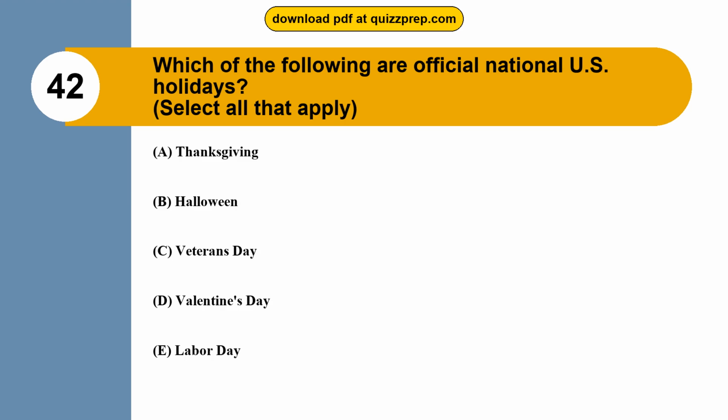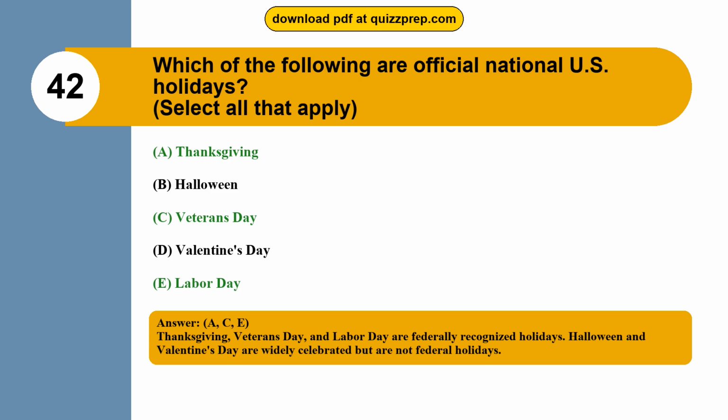Question 42. Which of the following are official national U.S. holidays? Option A, Thanksgiving. Option B, Halloween. Option C, Veterans Day. Option D, Valentine's Day. Option E, Labor Day. The correct answers are options A and C and E. Thanksgiving, Veterans Day, Labor Day. Thanksgiving, Veterans Day, and Labor Day are federally recognized holidays. Halloween and Valentine's Day are widely celebrated but are not federal holidays.